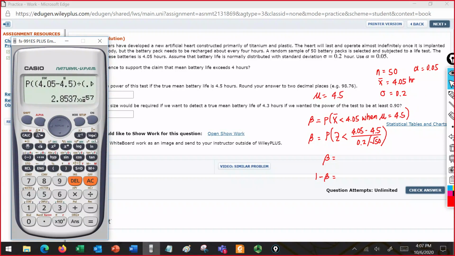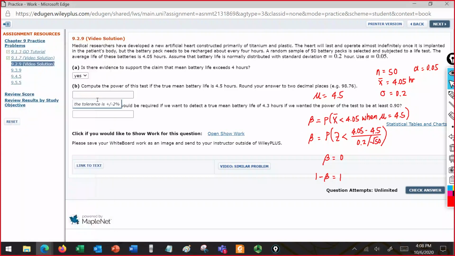Oh, look. It is close to 0. So when we complement that, because it's too small, our answer will be 0. So, 1 minus 0 for the power of the test. Here, it's 0. Power of the test is 1. Considering the rounding of numbers.